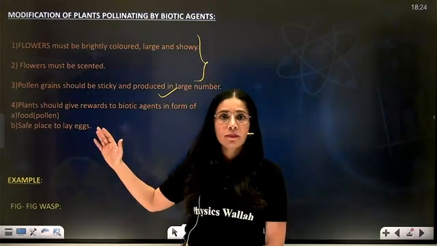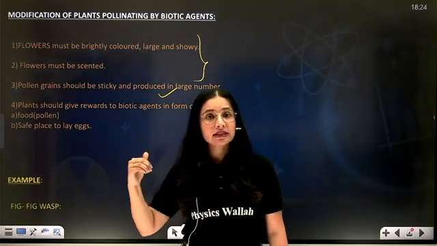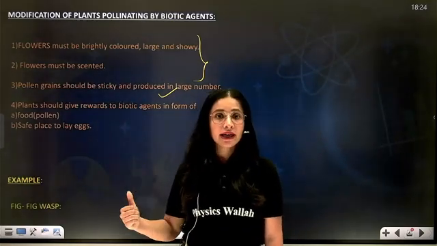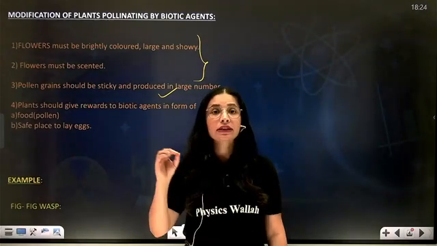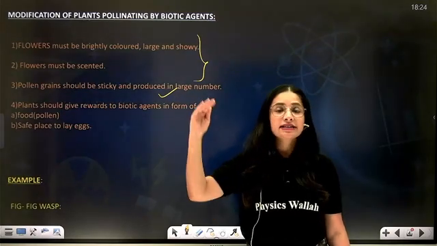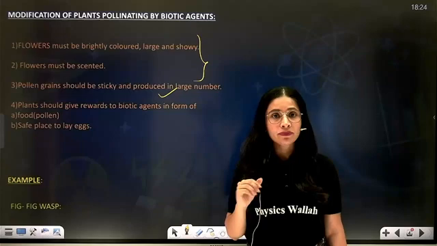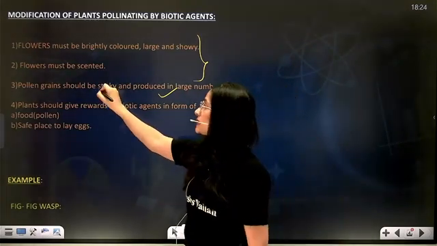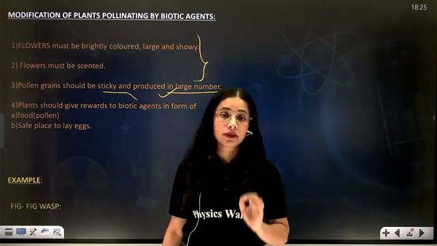But here, pollen grains need to be sticky so that if an insect sits on the flower for an instant, then these pollen grains should get stuck on their bodies. And when the insects fly away, pollen grains are also carried away along with them. So pollen grains need to be sticky and should be produced in large number.